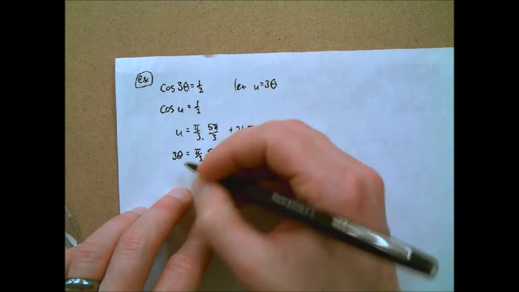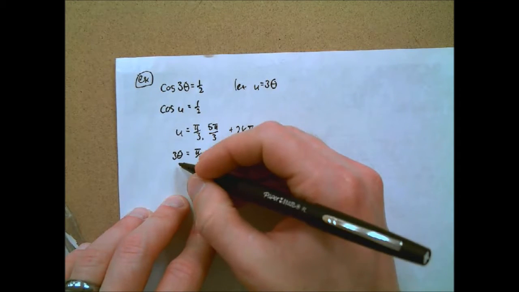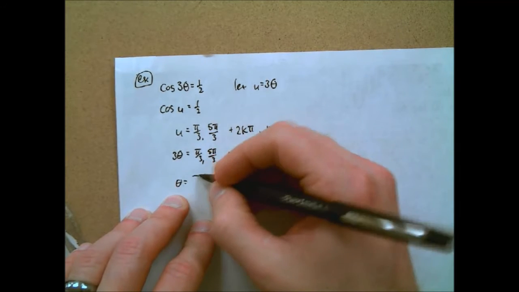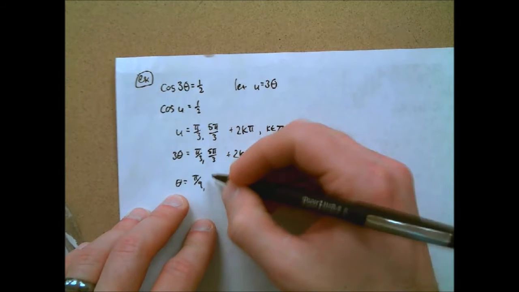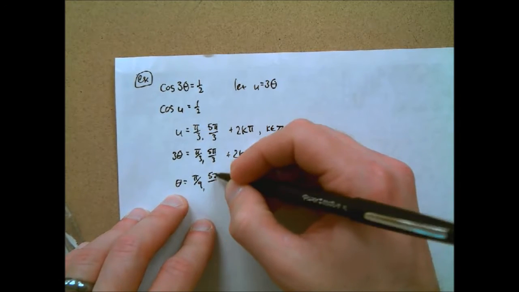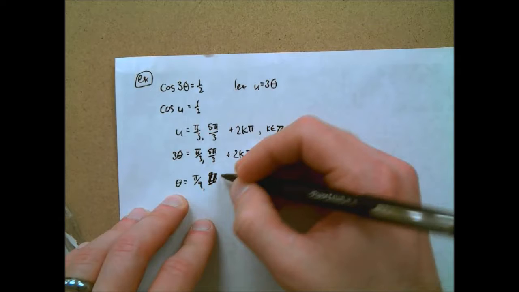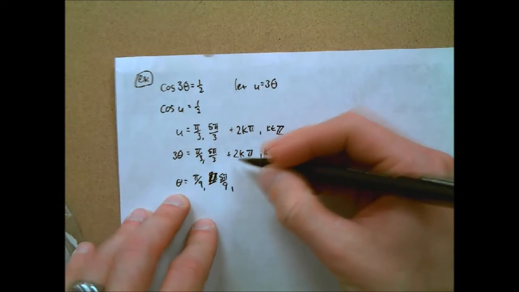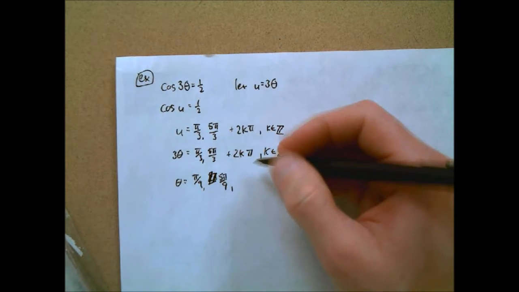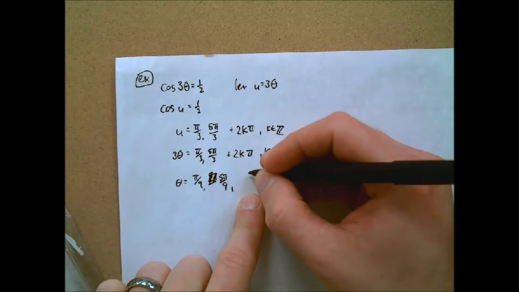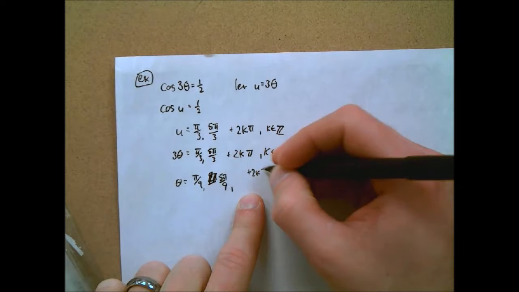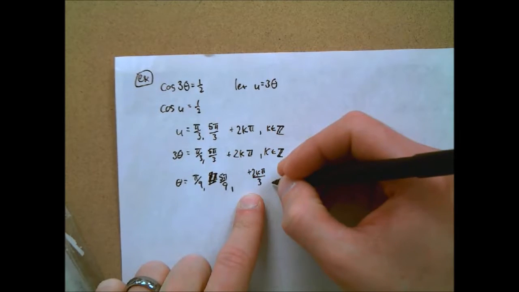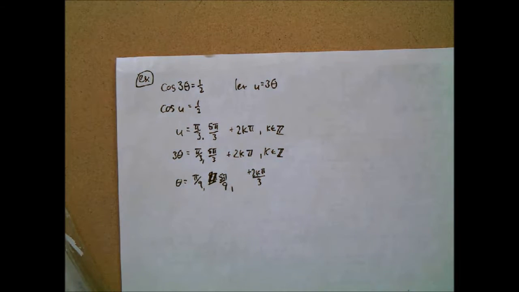So everything divides by 3, right? Here we get theta equals pi over 9, 5 pi over 9. And then if we want additional solutions, we're not going to add 2k pi, we're going to add 2k pi thirds. That period shrinks as well.